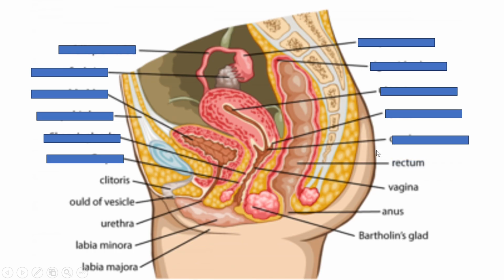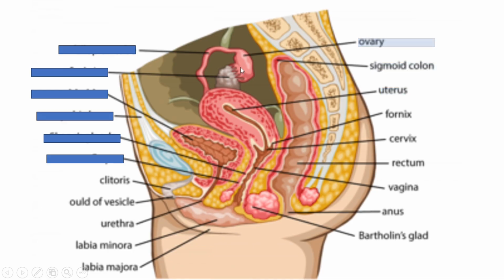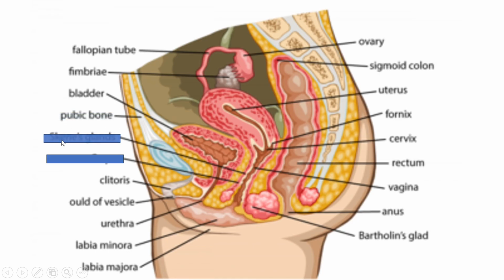This one is, of course, the rectum. This one is the cervix, the fornix. We're not really gonna talk about that. This is the uterus, the sigmoid colon, the ovary. This one is the fallopian tube. The fimbriae will be this structure over here that will be collecting the egg cell. The bladder will be this one. Pubic bone, skene's gland, and the G-spot. So those are the important internal structures of the female reproductive system.